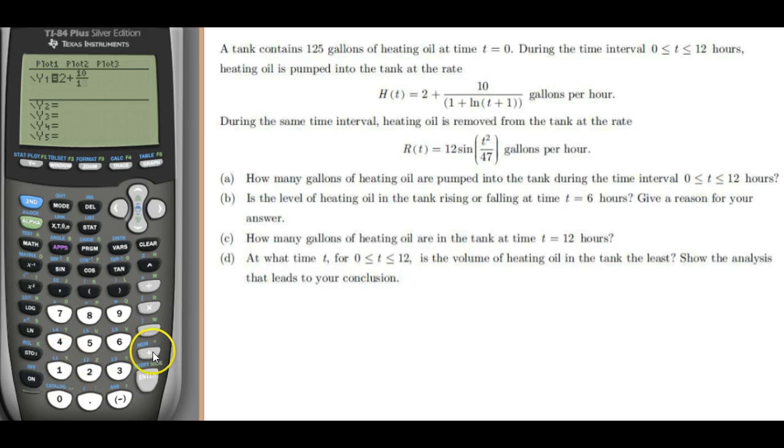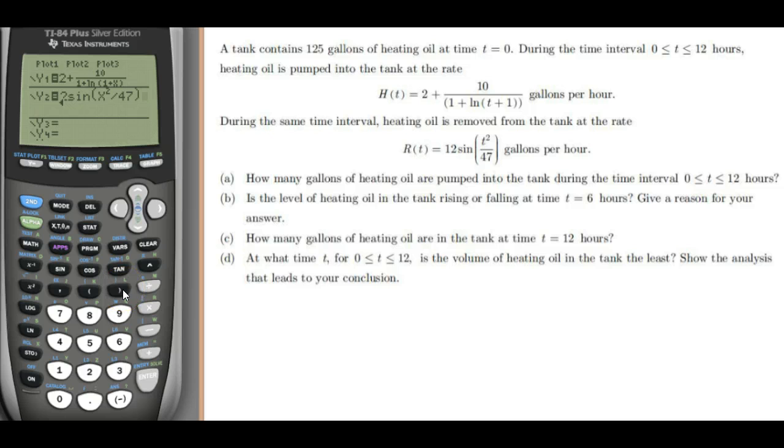So we have 1 plus natural log of 1 plus t, or x in this case. The order doesn't matter there. So I entered 1 plus x, that's the same as x plus 1. And then we'll go ahead and enter in our second function. So that one is 12 sine of the quantity t squared, so x squared, get out of the exponent, and then divide by 47.